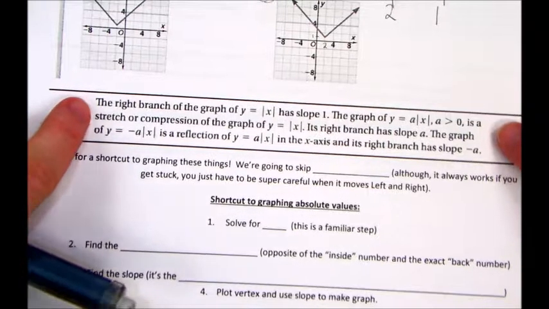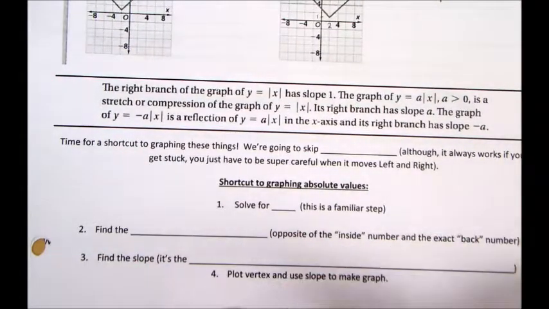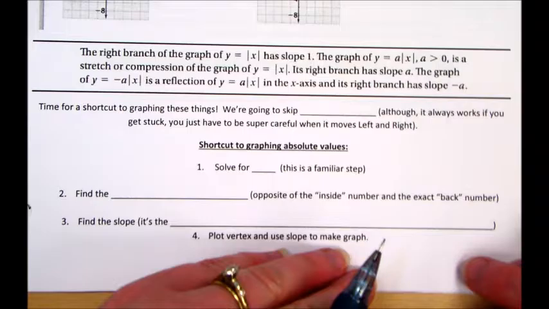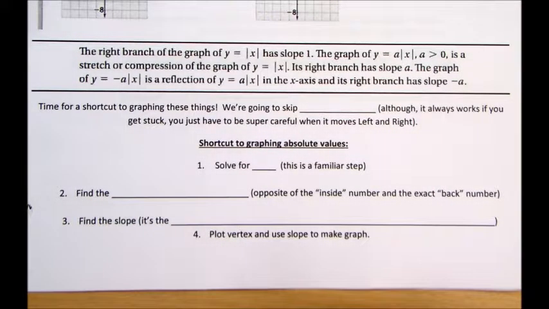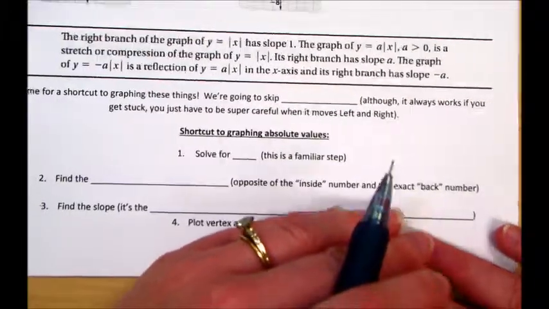All this little paragraph is saying is that you can flip it upside down if it's negative on the outside, and it can have a slope of whatever the number on the outside is. Which leads me to, if you didn't like using the XY chart, you are not alone. I'm going to teach you about a little shortcut we can do.